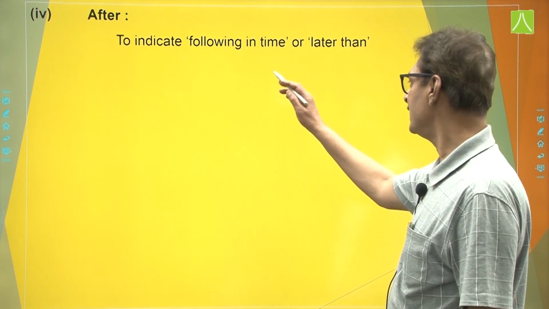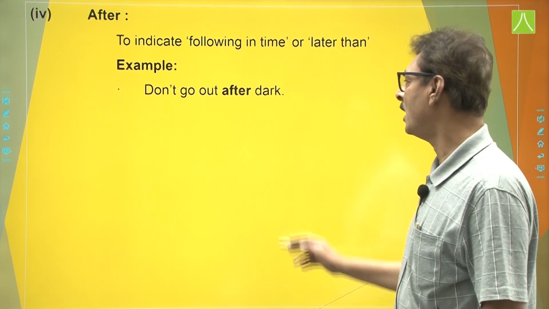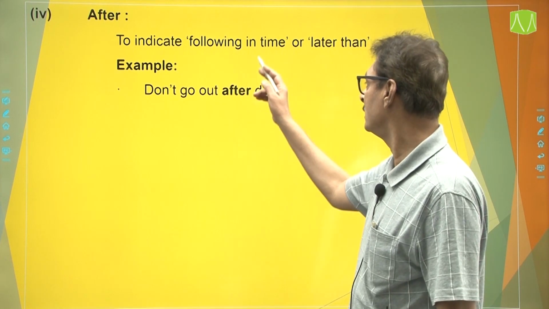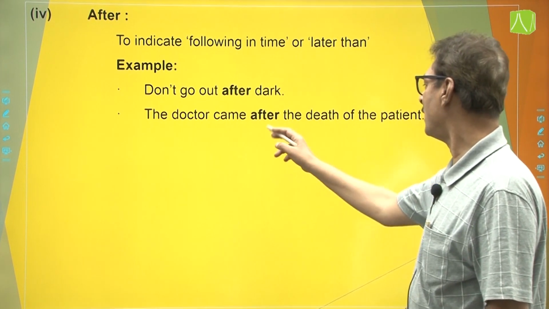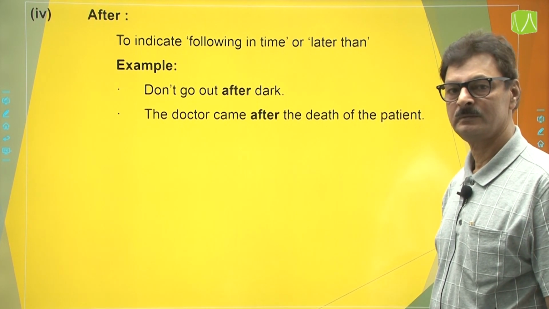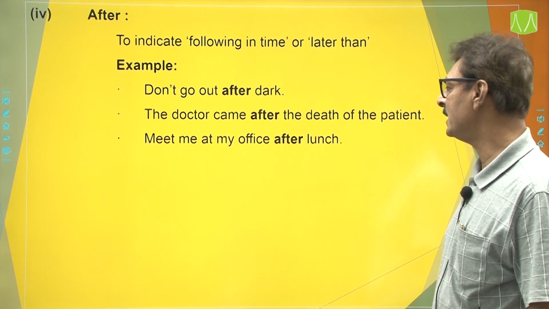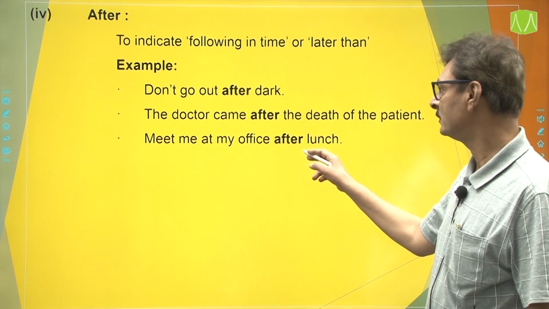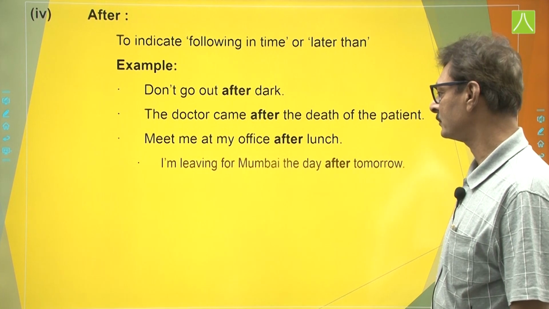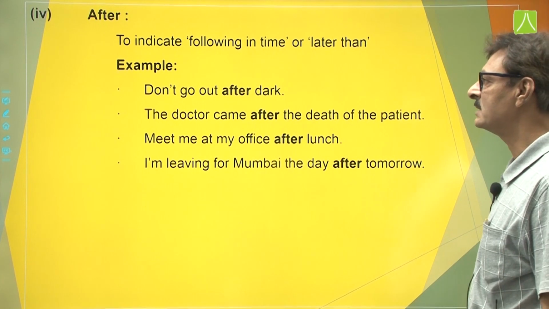Next preposition is after. After is used to indicate following in time or later than. For example, don't go after dark. So it talks about following in time or later than, meaning afterwards. The doctor came after the death of the patient. This is the way this preposition after is used. Meet me at my office after lunch. So after lunch, by that time. I am leaving for Mumbai the day after tomorrow. So these are some examples with the preposition after.